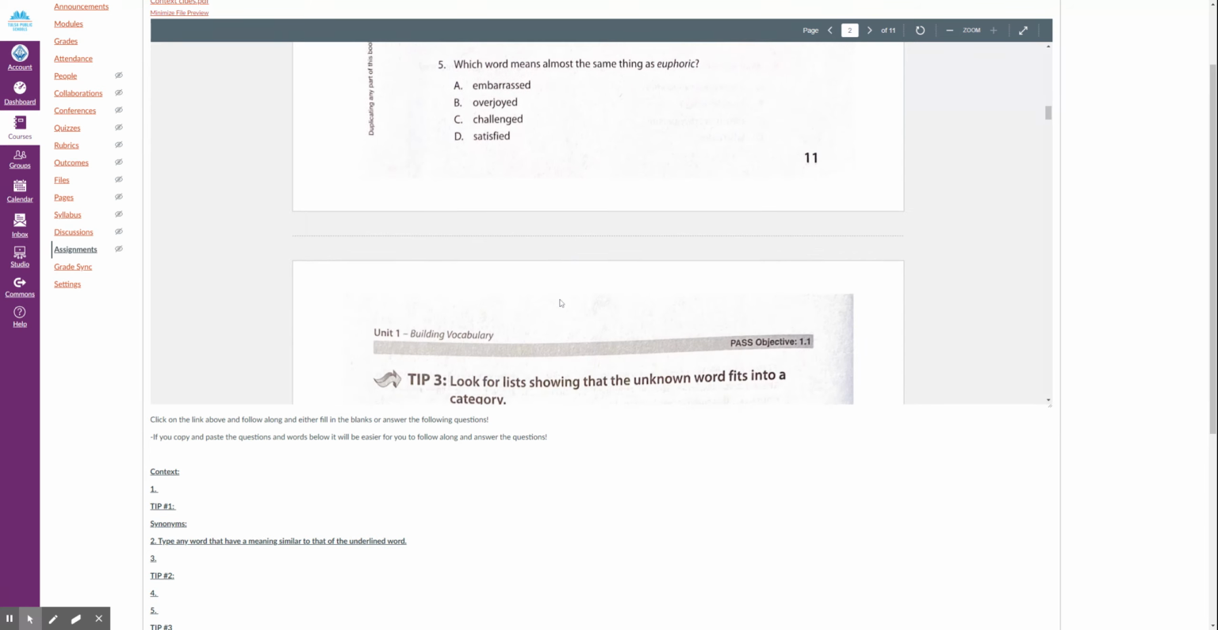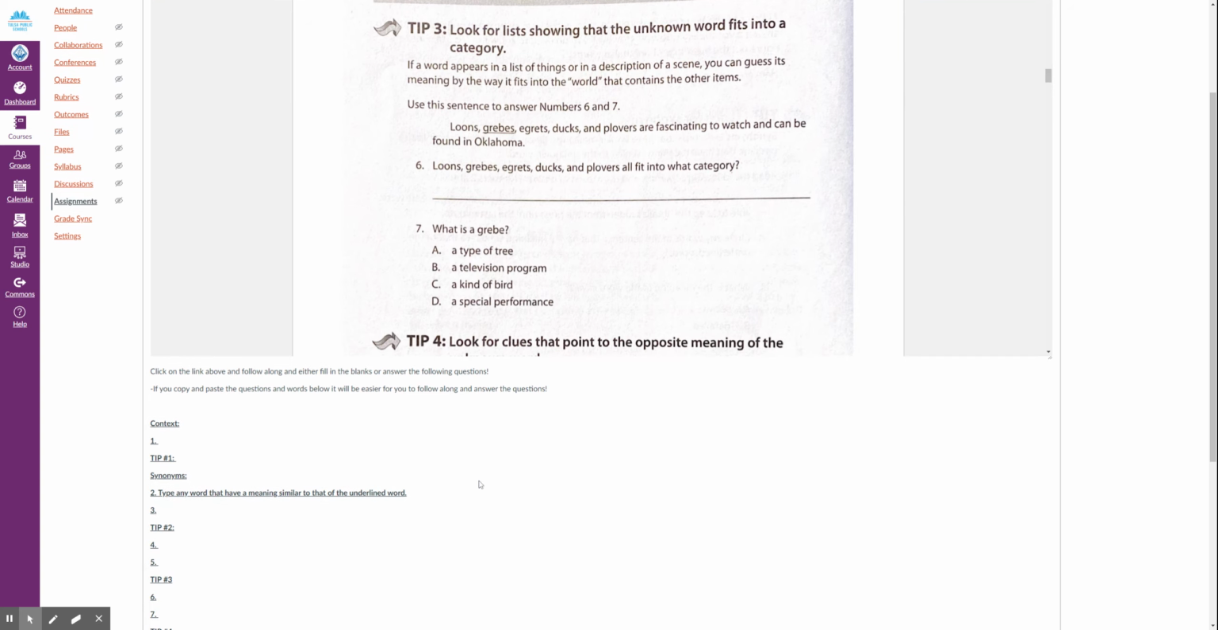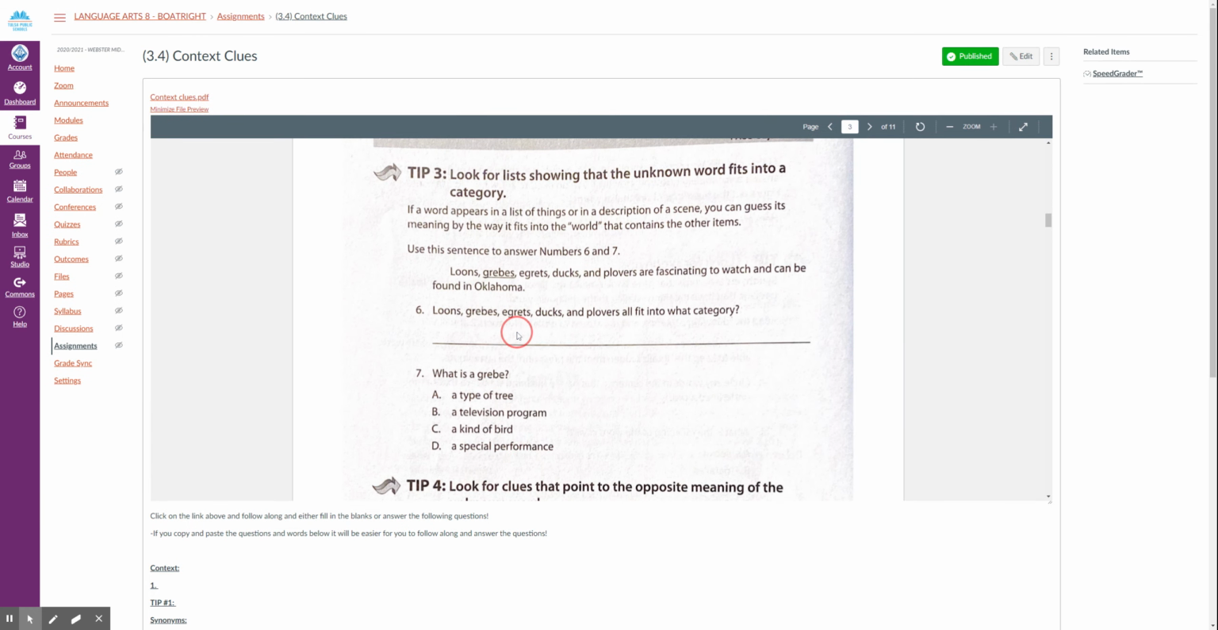One of these four. Okay, so next one, tip number three. Down here, tip number three. Make sure you guys are giving the definitions for all the tips as well. Tip number three: look for lists showing that the unknown word fits into a category.